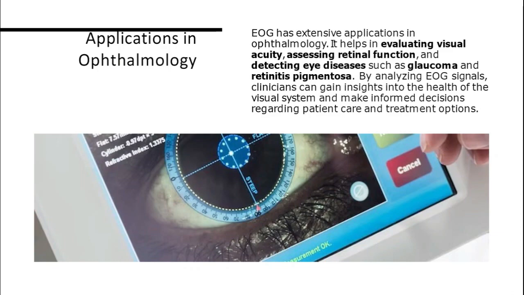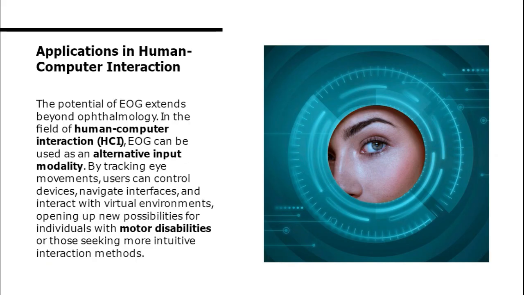information for further treatments. Now coming to human-computer interaction. In the field of human-computer interaction, it can be used as an alternative input modality. By tracking the eye movements, we can control devices, we can navigate interfaces, like by retina detection, and then we can interact with virtual environments. And it is also very important for people who are specially abled. It can also be used to control wheelchairs and other devices, so that they can actually become more self-sufficient.